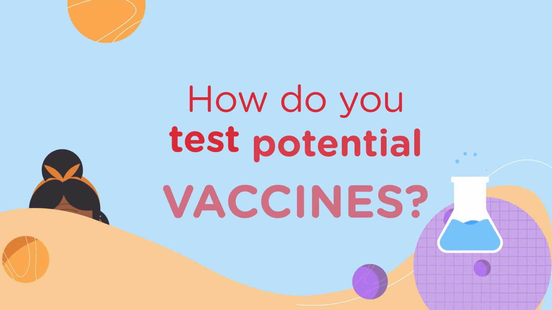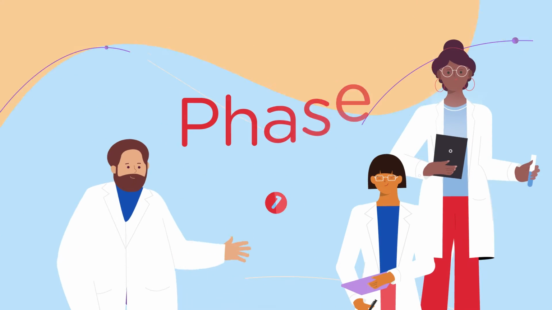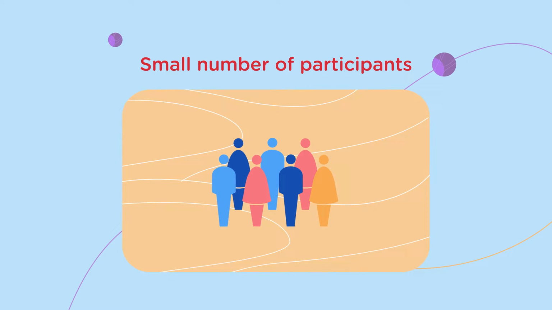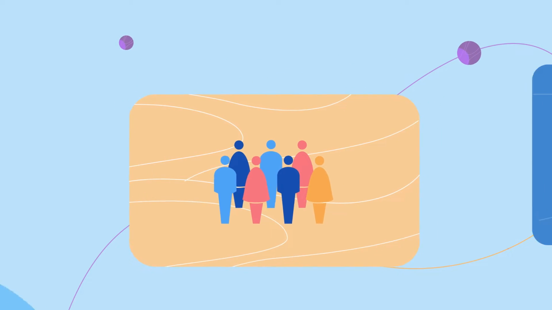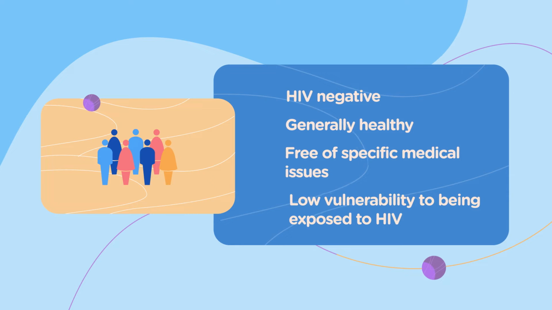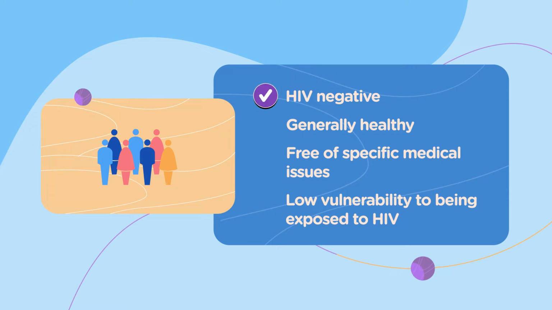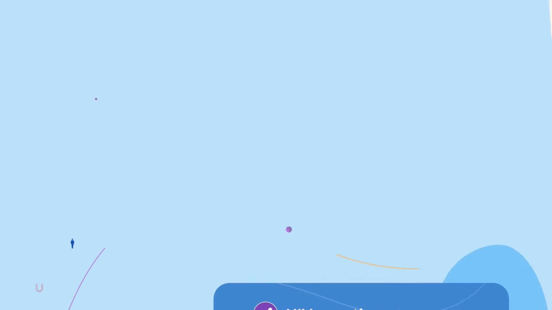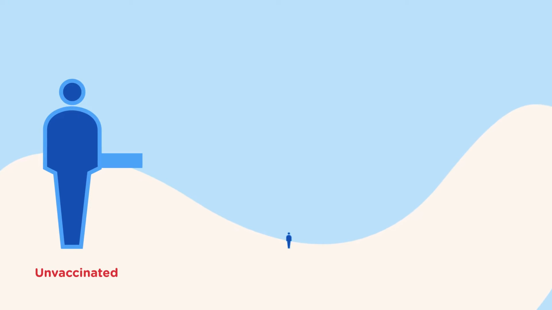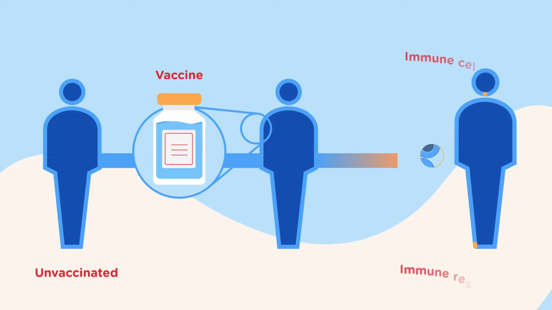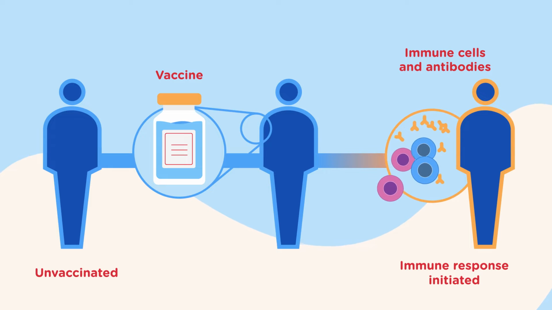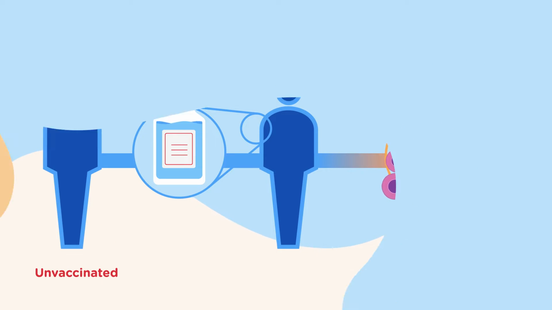How do you test potential vaccines? Phase 1. In Phase 1 studies, we involve a small number of participants, usually less than 100 people. For our HIV prevention studies, we enroll people who are HIV negative, are generally healthy, are free of specific medical issues, and have a low vulnerability to being exposed to HIV. The main purpose of a Phase 1 study is to test the product's safety and see if it causes an immune response. If the results look promising, we can move to Phase 2.